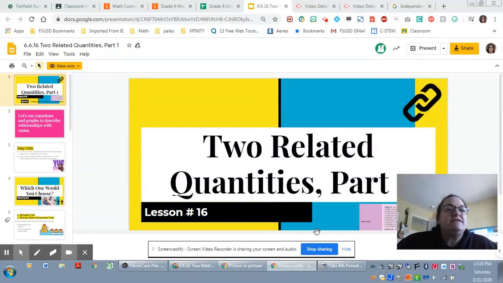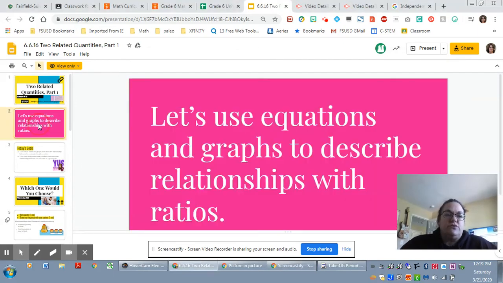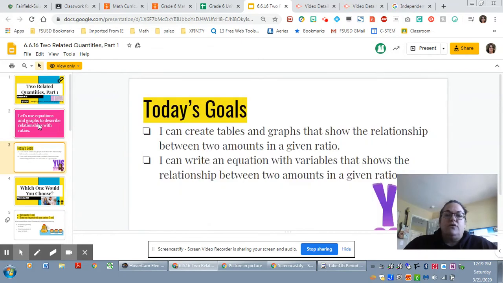We're going to do lesson 16, which is two related quantities, part 1. Lesson 17 will be part 2. All right, so we're using equations and graphs to describe relationships with ratios. The goal is to create tables and graphs that show the relationship between two amounts in a given ratio. That is something you should already know how to do because we've been doing it on our spiral math for quite some time. And the second part is to be able to write an equation with variables that shows the relationship between two amounts in a given ratio.